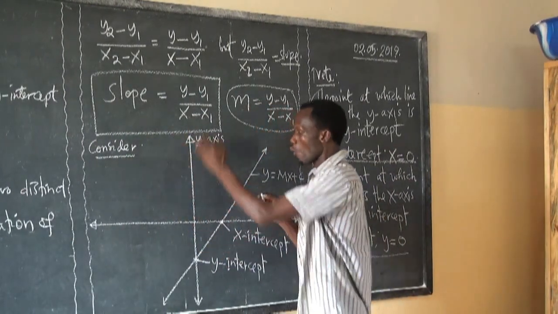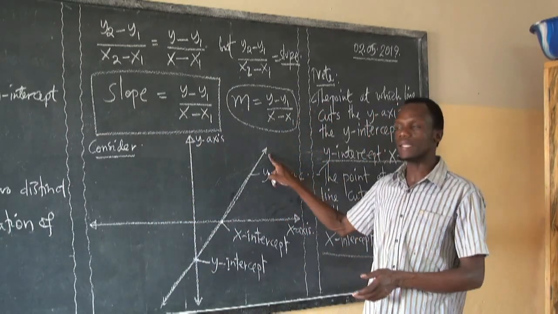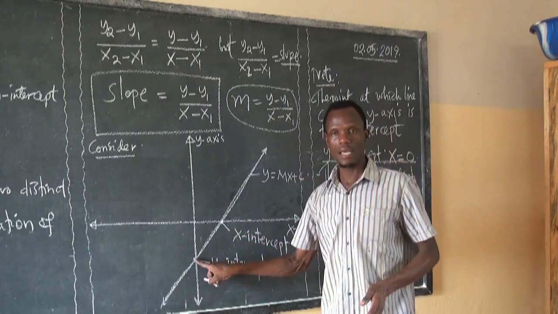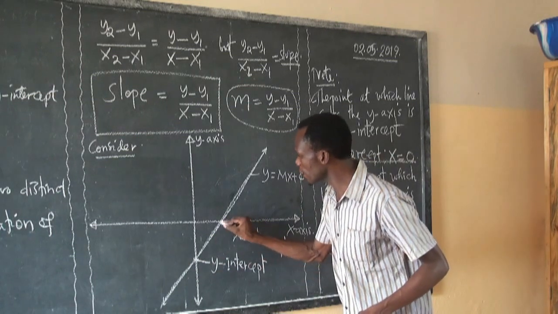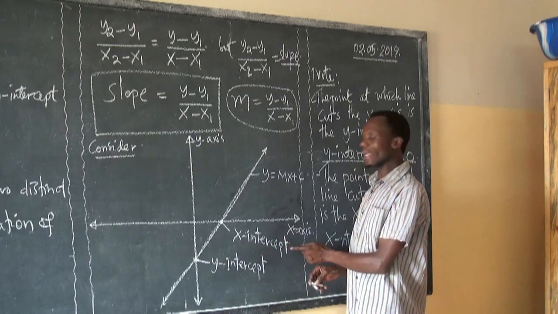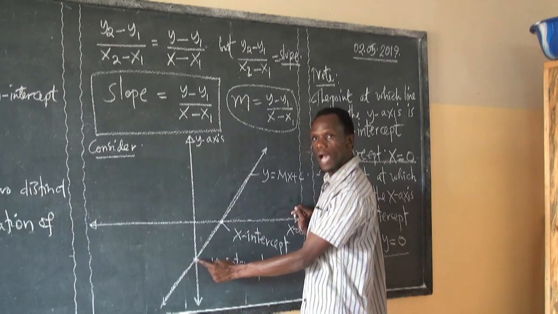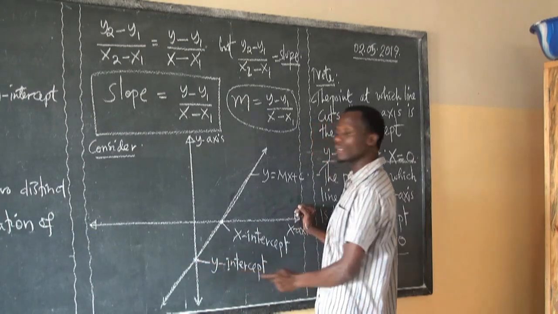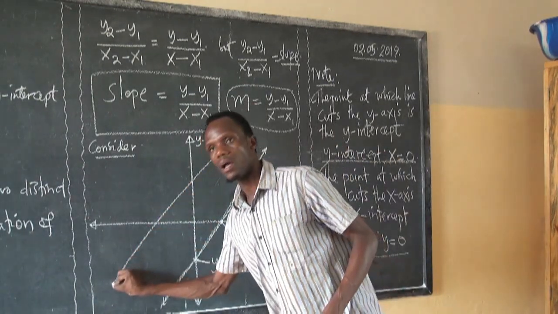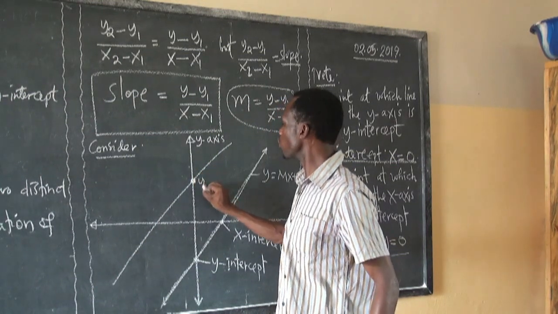Consider this is the y-axis and this is the x-axis. If I draw a straight line, this straight line will cut the x-axis and will also cut the y-axis. The point where the line cuts the x-axis is called the x-intercept. And the point where the line cuts the y-axis is called the y-intercept. And that is what I've written. Even if I draw another line here, where the line cuts the y-axis, this is called the y-intercept.